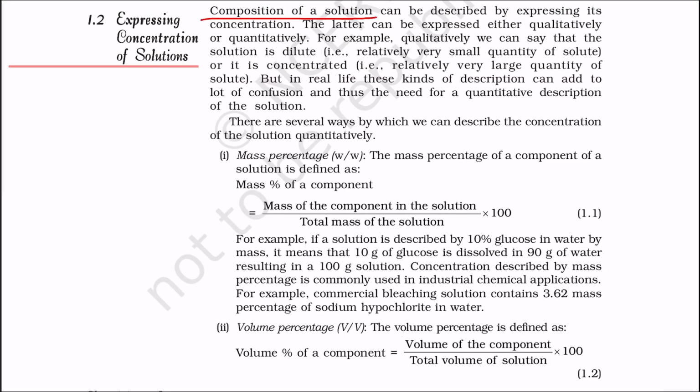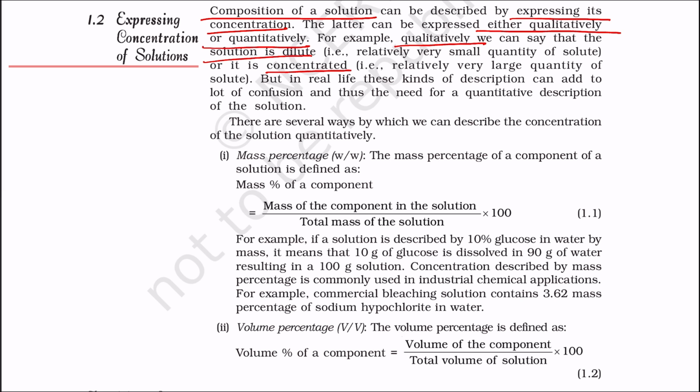Composition of a solution can be described by expressing its concentration. अब concentration को हम express कर सकते हैं either qualitatively or quantitatively. Qualitatively, we can say that solution is dilute. Dilute means very small quantity of solute is present in a given amount of solvent. Or it is concentrated. Concentrated means a very large quantity of solute is present in a given amount of solvent.